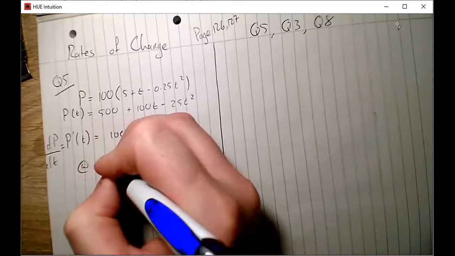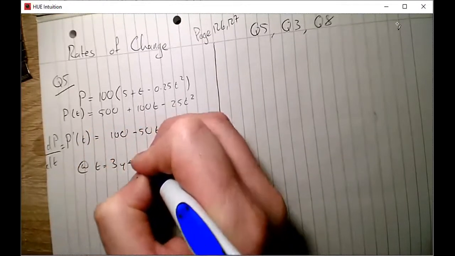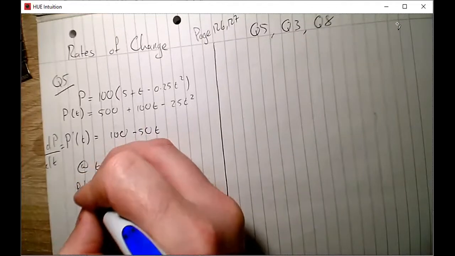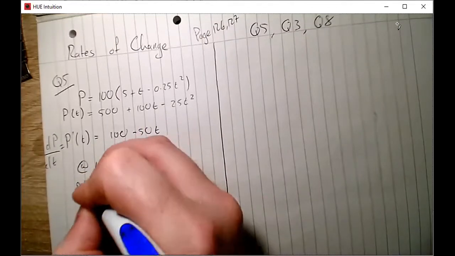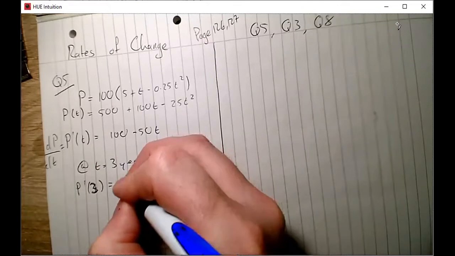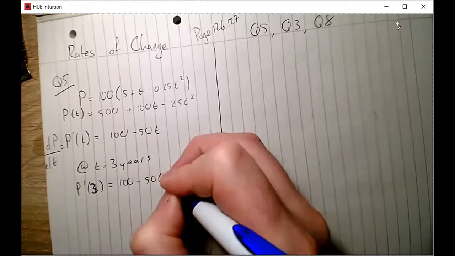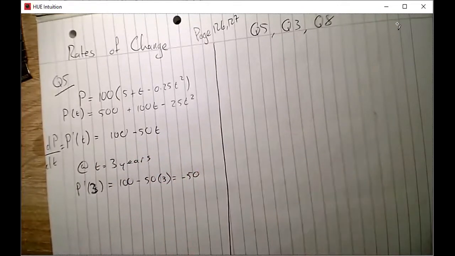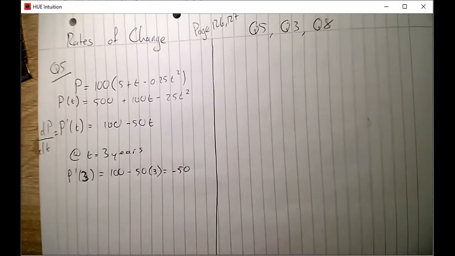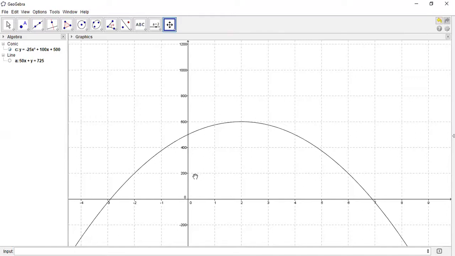At t equals 3 years, the rate of change of the population is going to be 100 minus 50 times 3. That's minus 50. Okay, what does that mean? Well, first of all, let's have a quick look at GeoGebra. Here's our population function. You can see your maximum population there is after 2 years. We're up to 600 people. After 3 years, the slope of that tangent is going to be minus 50 that we've just worked out.